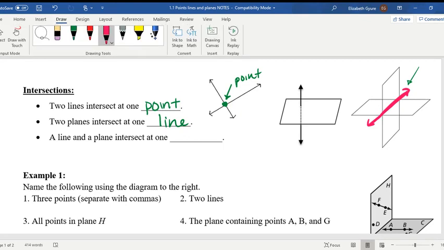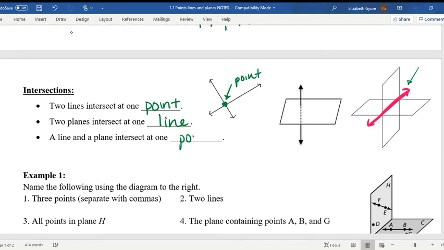And then lastly, a line and a plane intersect at one point. We actually saw this in the picture above. You have your flat surface and your line will approach the plane, intersect it at a point, and then come out the opposite end. So anytime you see dotted lines like that, that means it's behind it. So this would intersect at a point like that. Okay. And in the next video, we'll get into some examples.